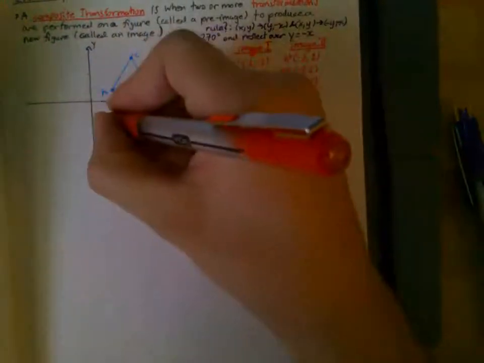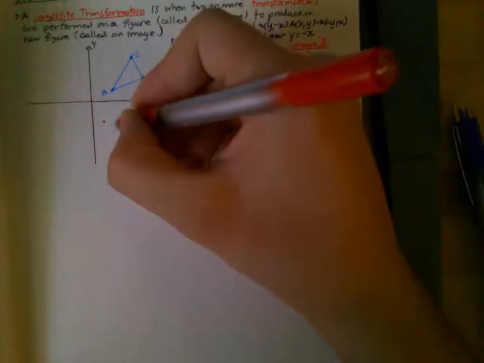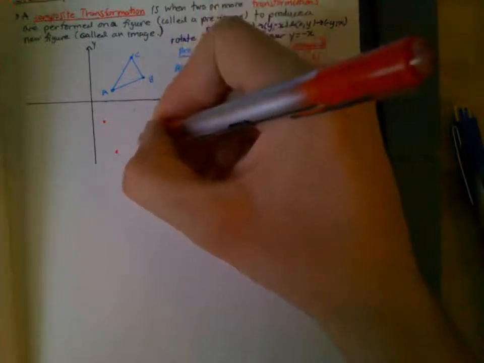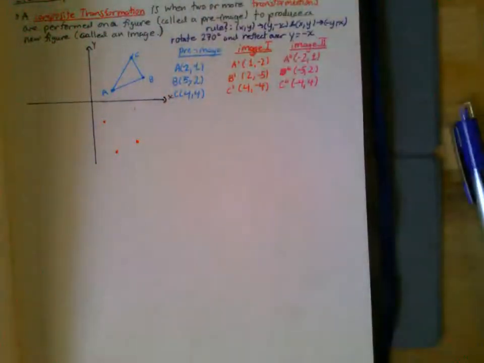So let's go ahead and start plotting this. We're going to go over 1, down 2. We're going to go over 2, down 5. Then we're going to go over 4, down 4.